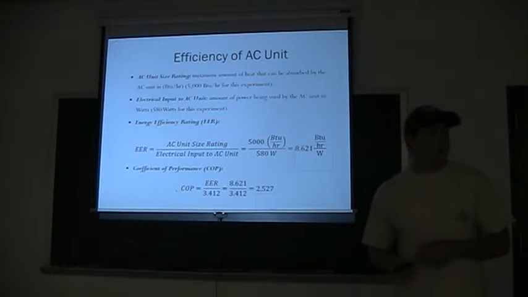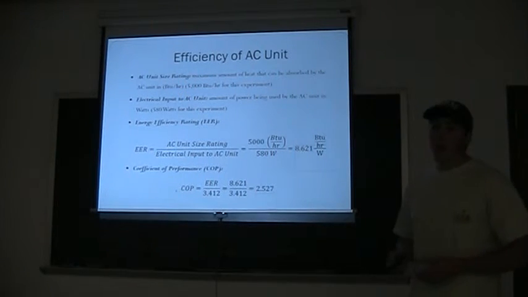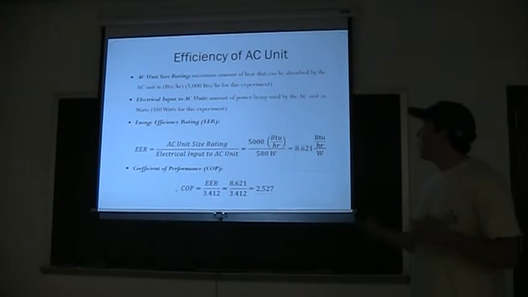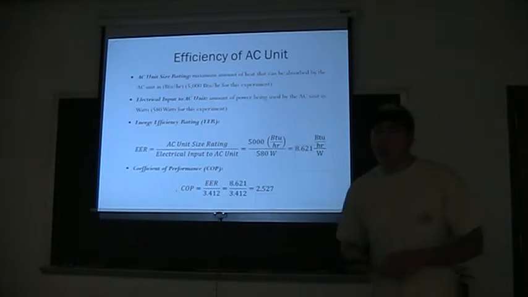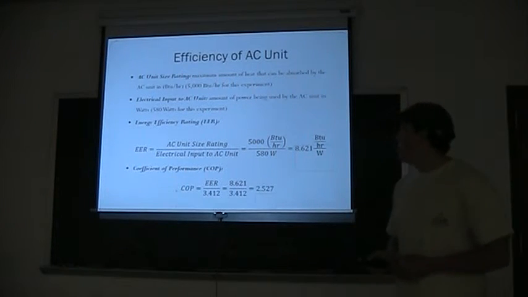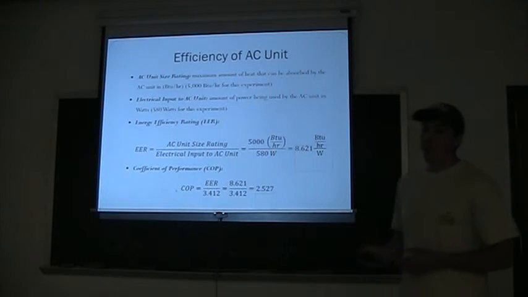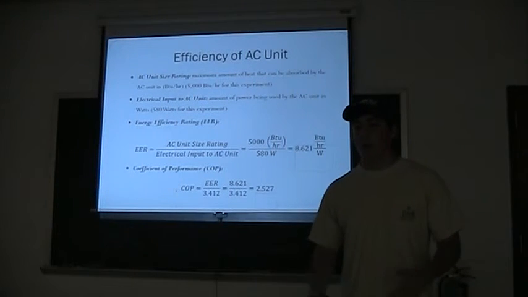You can also measure the efficiency of the AC unit. In the lab manual, we're given the AC unit size rating, which is the maximum amount of heat that can be absorbed. That was about 5,000 BTUs per hour, and then we can also look at the electrical input to the AC unit, which is the amount of power being used by the AC unit. That was about 580 watts for this experiment. That could give us our energy efficiency rating, which was, pretend that these boxes are around these values for me, and we get 8.621 BTUs per hour per watt.